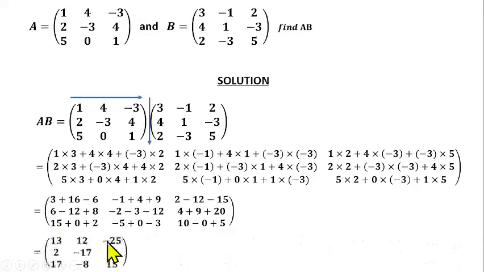Then from there, if you simplify this further, 3 plus 16 minus 6 will give us 13, minus 1 plus 4 plus 9 will give us 12. Simplify this, it will give us minus 25. Simplify this too. Simplify this, that will give us minus 17. Simplify this, that will give us 33. Simplify this, that will give us 17. Simplify this, that will give us minus 8. Simplify this, that will give us 15. So that's the solution to that question when you multiply them out.